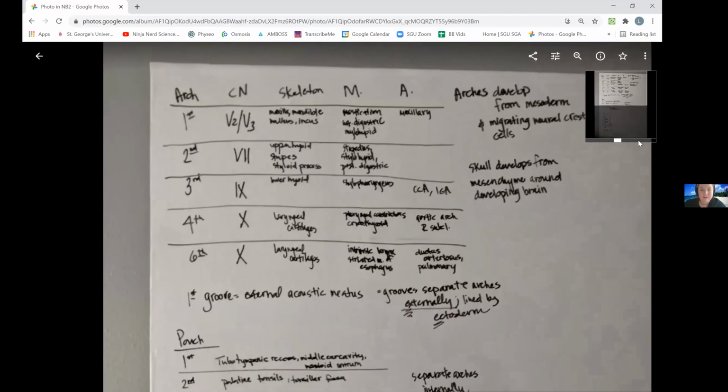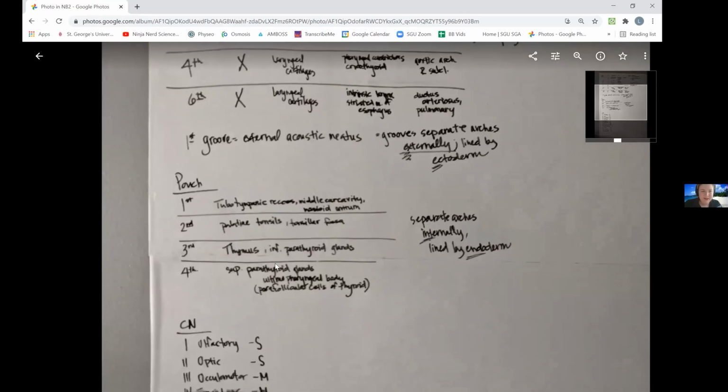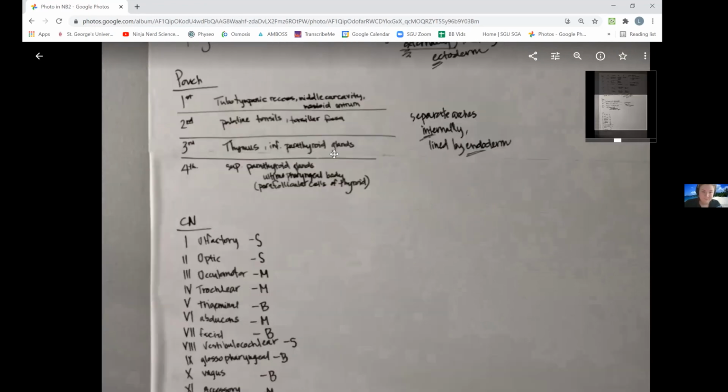Know all of it: all of the arches, all of the pouches, and the cranial nerves that are associated with them. That's huge. Know the skeletal ones, know the muscles. No, I don't think arteries was a huge thing. And then the pouches. The big one is the thymus, inferior parathyroid glands, and then the superior parathyroid gland. So the third and fourth pouches, I would say, are the biggest high yield pouches.